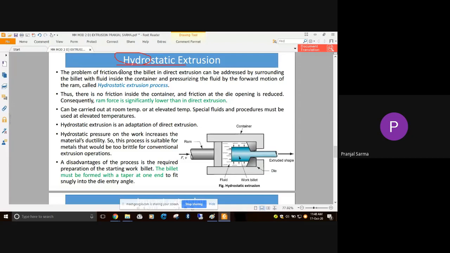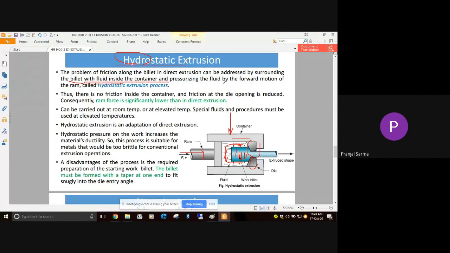Now the problem of friction along the billet in direct extrusion can be addressed by surrounding the billet with fluid inside the container. Here you can see how this case is different. It is the container, and the other setup is somewhat similar, with the die opening and the ram, but right now surrounding this work billet we have a particular fluid, of a particular viscosity for different applications.